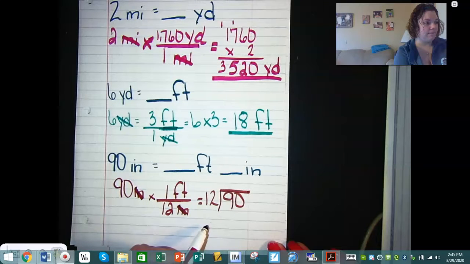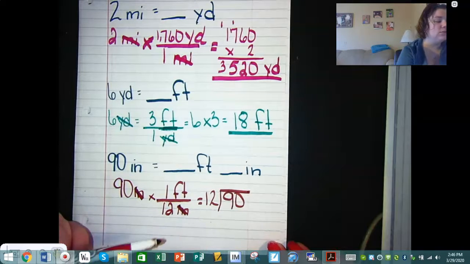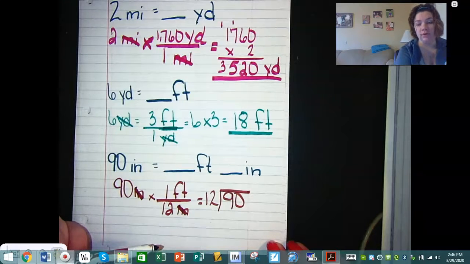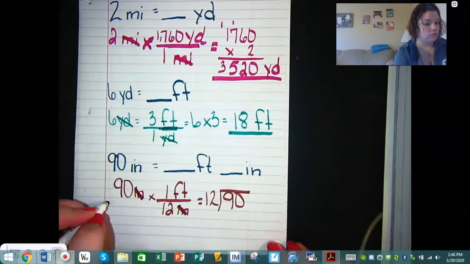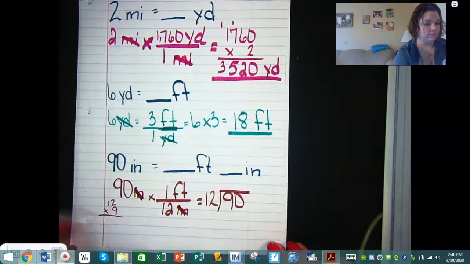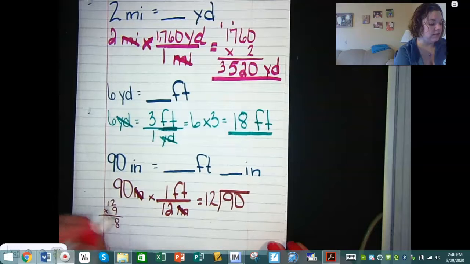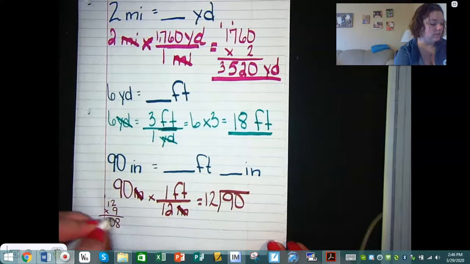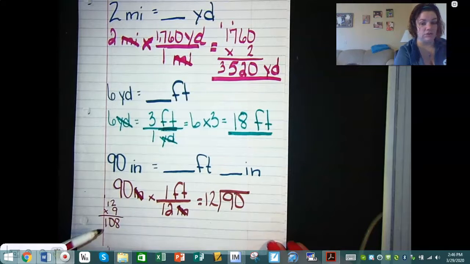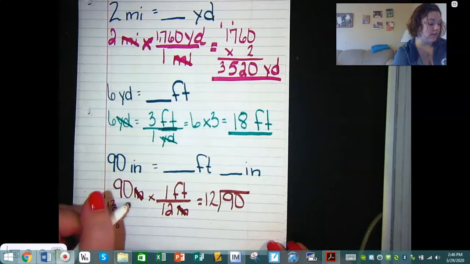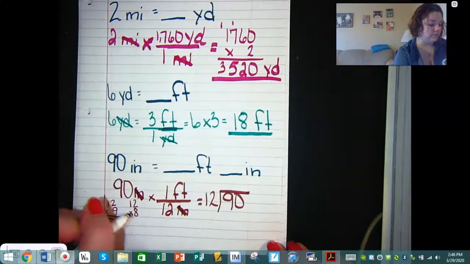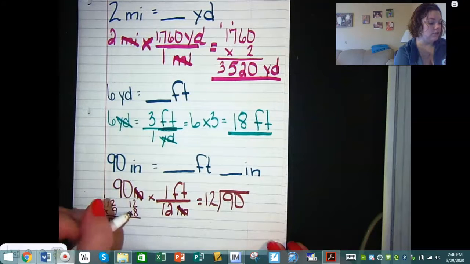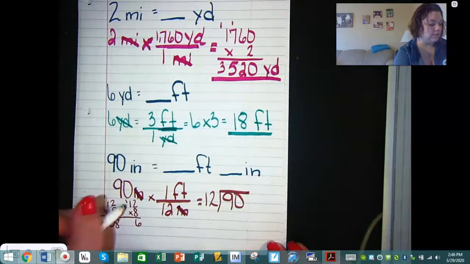Let's start with, well, we know that 12 times 10 is 120, so we know that's too much. 12 times 9: 9 times 2 is 18, carry the 1. 9 times 1 is 9, plus 1 is 10. 108. We know that's too much. So let's do 12 times 8. 8 times 2 is 16, carry the 1. 8 times 1 is 8, plus 1 is 9.